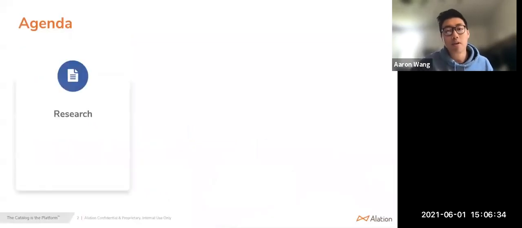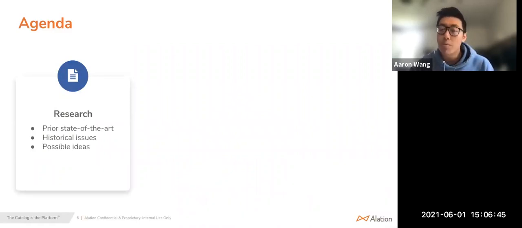We'll start by going over some prior state-of-the-art research in NLP with regards to deep learning. We'll also go over some issues with these types of prior model architectures and maybe what we can learn from them and where the transformer comes in.